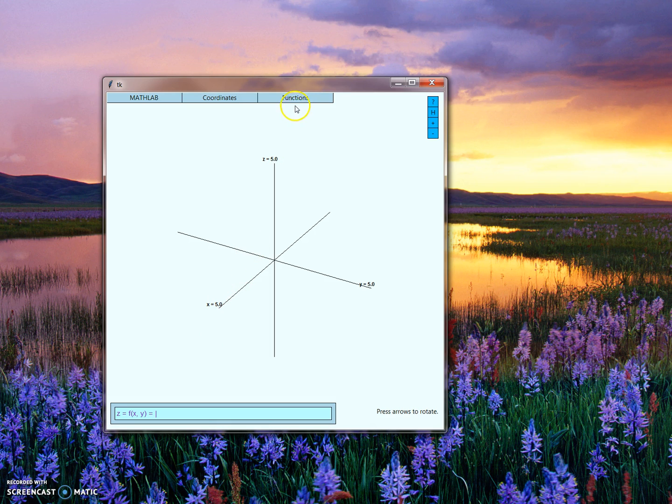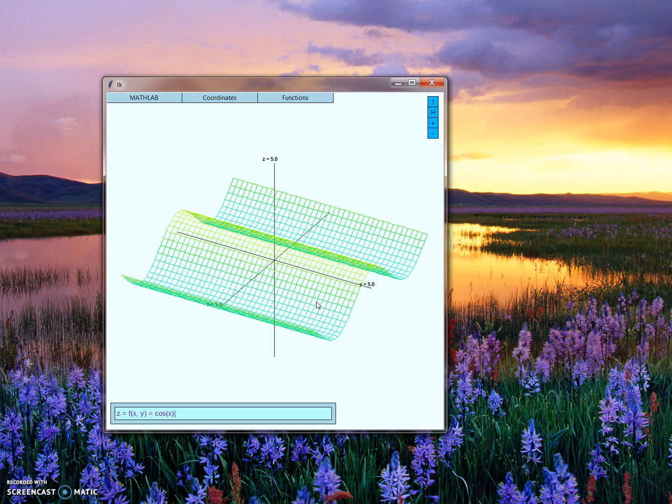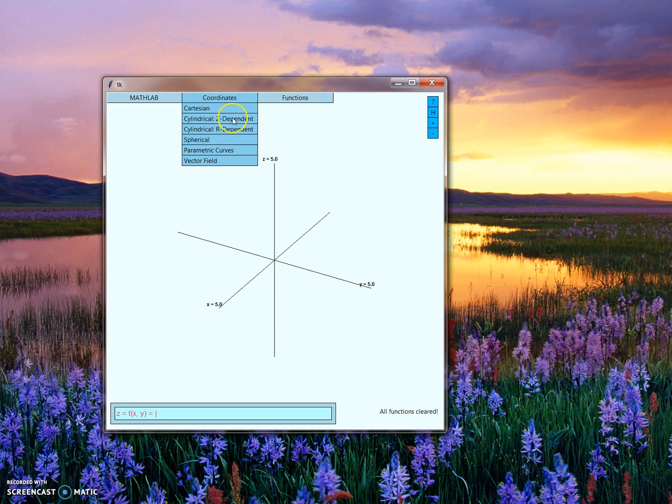Now, we've seen in the previous video that this graph can produce basic graphs in Cartesian coordinates. However, we haven't really taken a look at different coordinate systems. For example, let's come here and clear all, and let's take a look at some of the other different coordinate systems. For example, cylindrical coordinates.